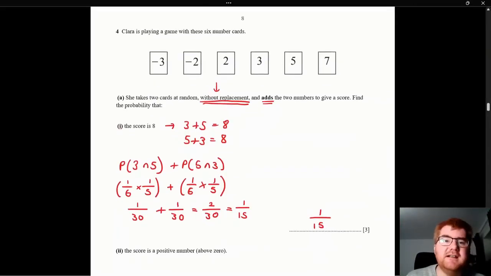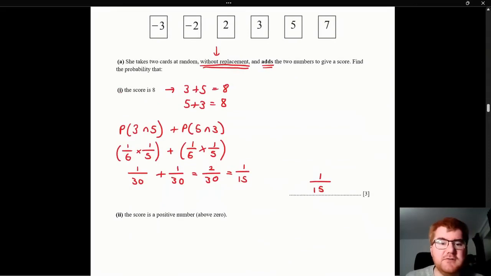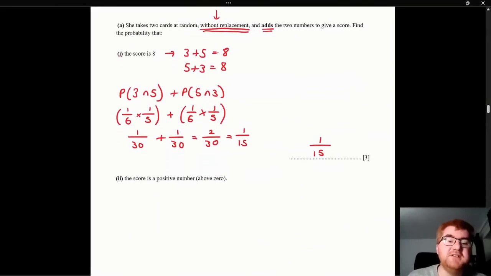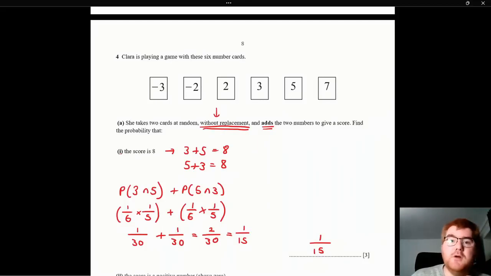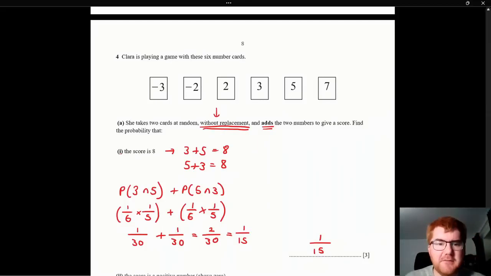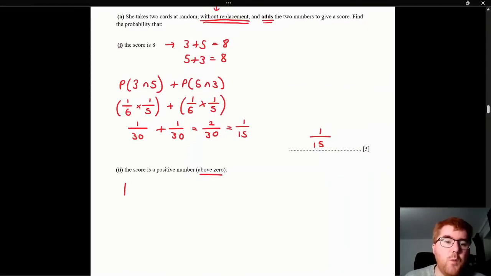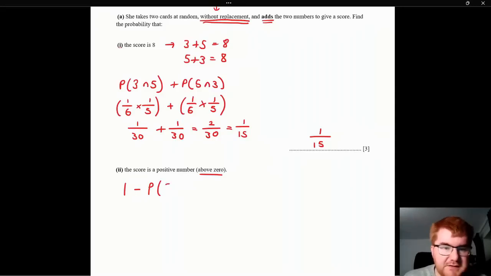Next question, I like this. It seems similar, but actually there's a nice little twist here. The score is a positive number that is above 0. Now notice here, with only 2 negative cards and 4 positive, that's a lot of different combinations to work out. So let's take a negative approach to this, which is we can do 1 minus, remember all probabilities add up to 1, the probability that the score is 0 or less. That's going to make it much easier to work out here.